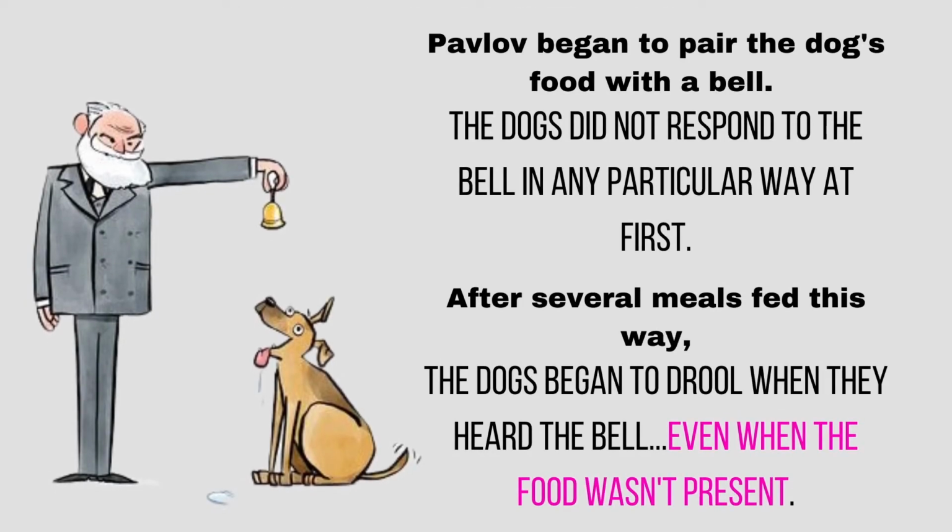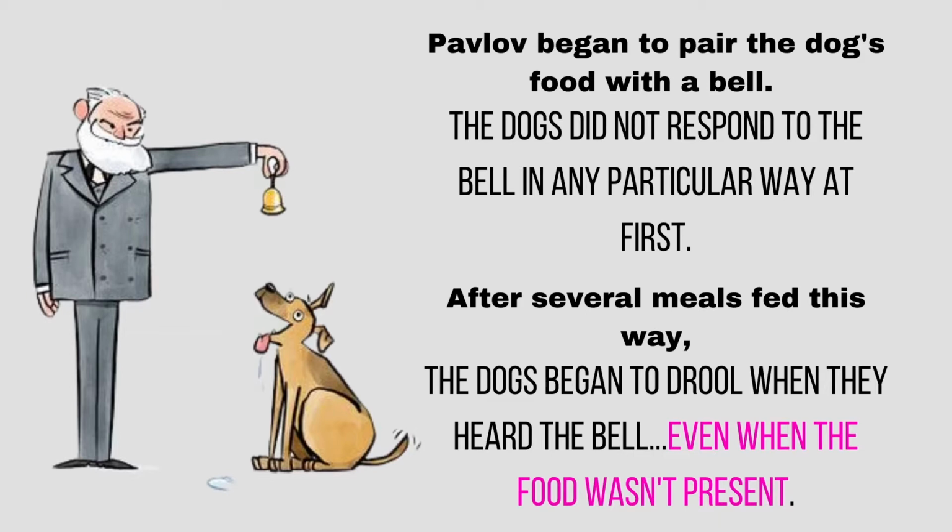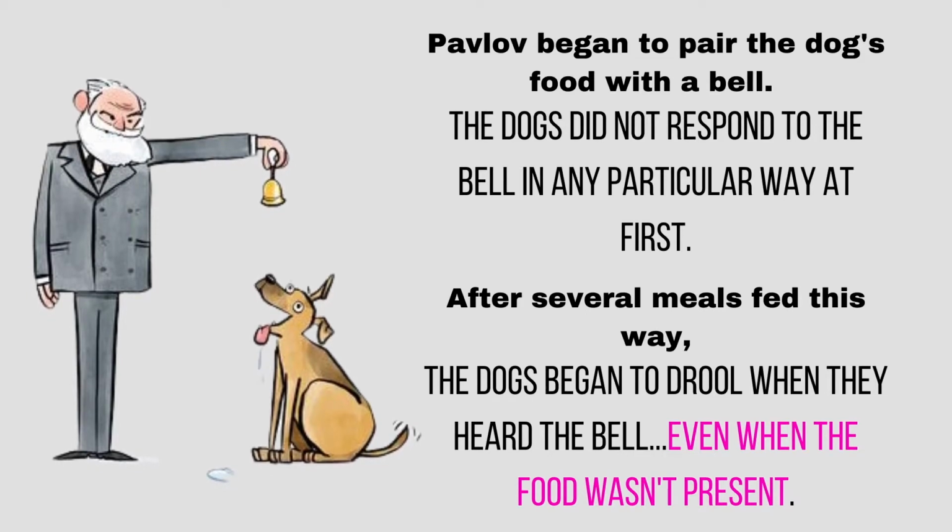Pavlov began to pair the dog's food with a bell. The dogs did not respond to the bell in any particular way at first. But after several meals fed this way, dogs began to drool when they just heard the bell, even when the food wasn't present.